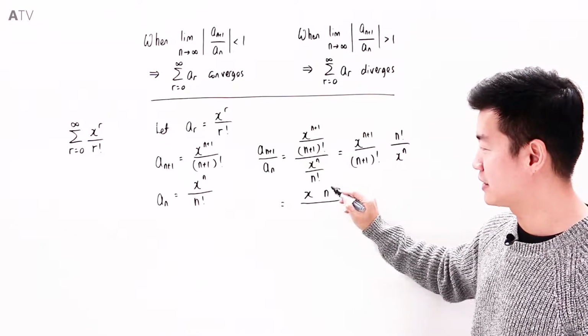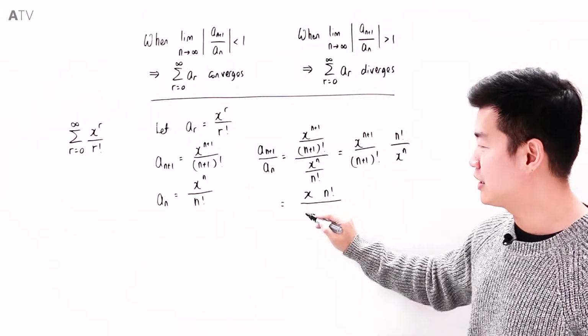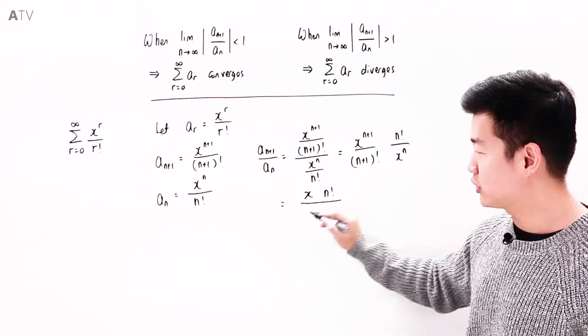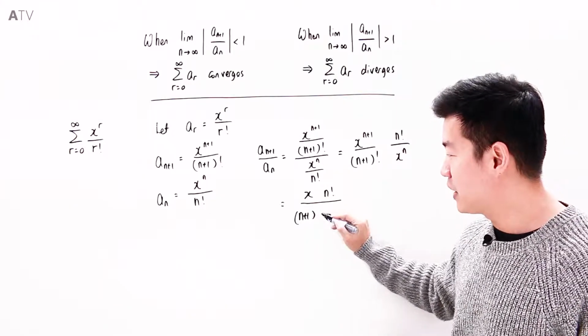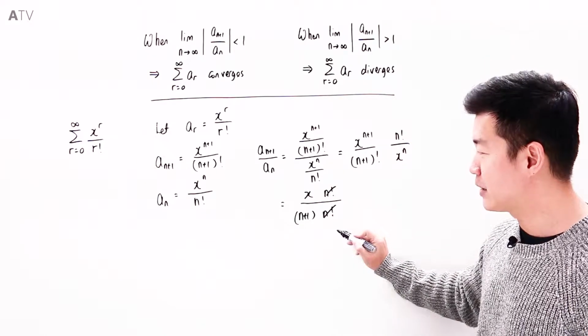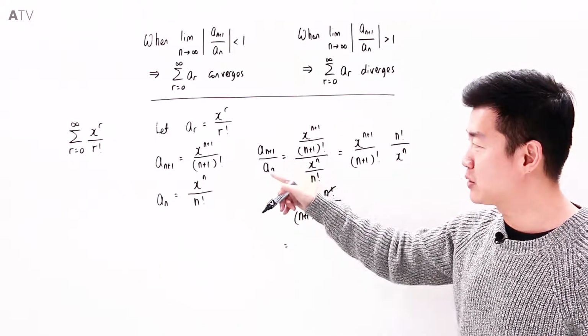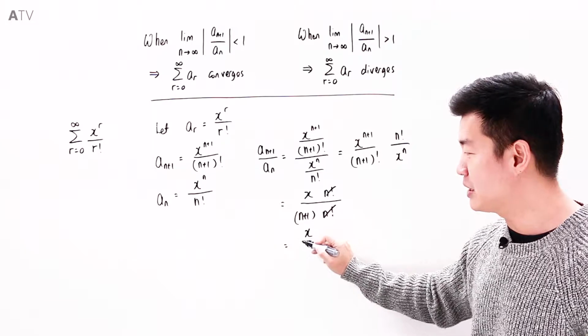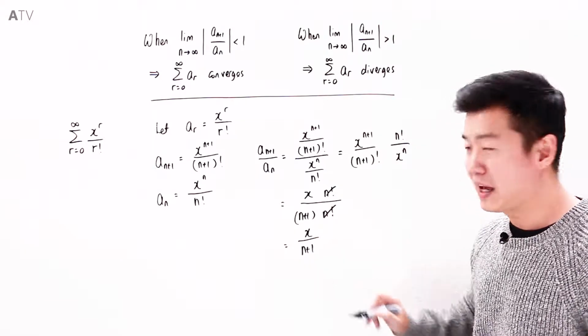This, I will just leave as it is. As for the denominator over here, I'm going to rewrite (n+1) factorial as (n+1) multiplied by n factorial. So once again, this can be cancelled, which means that a_(n+1) divided by a_n will simply be x divided by n+1.